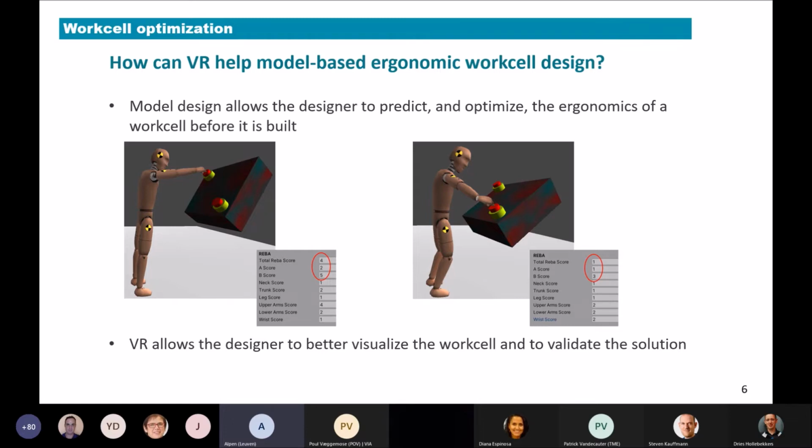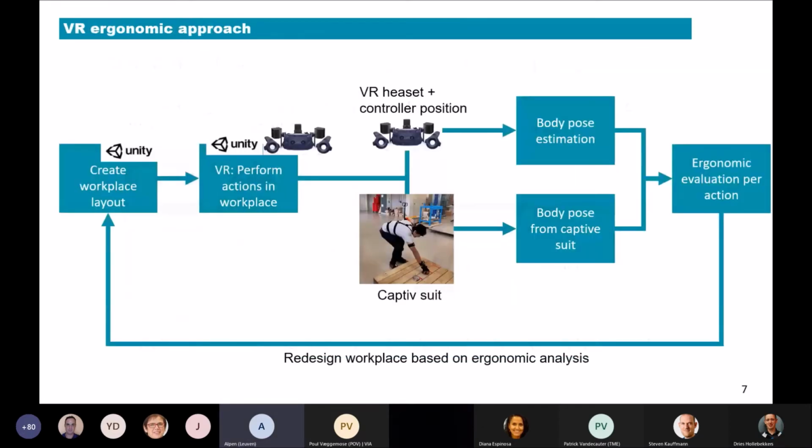So how will VR help us? VR will allow us to better visualize and to test whether the outcomes of these optimizers are good or not. To explain more or less how it will work, here on the left you can see we will create a workplace layout. We will perform some actions. And based on the headset, we will measure the position of the operator, or also using the capture suit. It's a set of inertial measurement units that allow us to measure the joint angles of the operator.